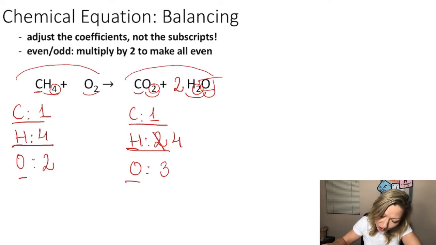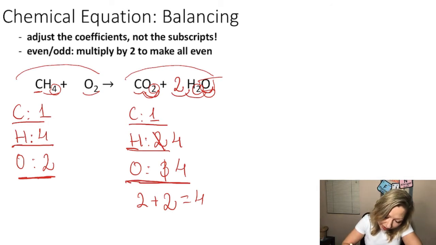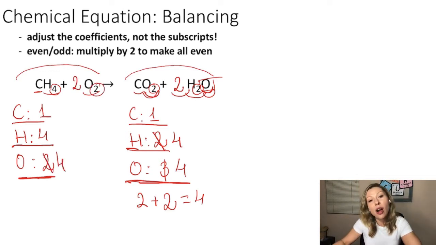What happened to my oxygen atoms? They changed too, right? I had 2 in CO2 and now I have 1 times 2 in H2O. So 2 in CO2 plus 2 from H2O multiplied by 2 is going to give me 4 oxygen atoms. Awesome. So now my carbon atoms are balanced, my hydrogen atoms are balanced, and my oxygen atoms are not yet. I have less on the reactant side compared to the product side. So what do I do? I multiply my reactant side by 2 again. 2 times 2 is going to give me 4 oxygen atoms.